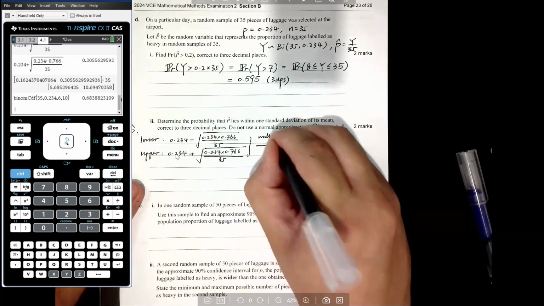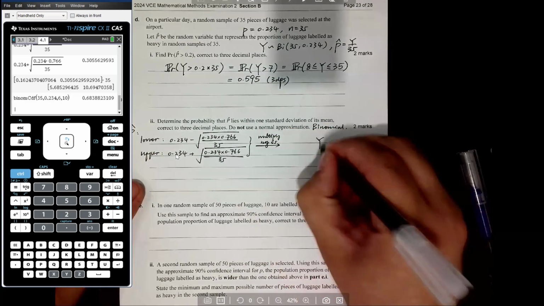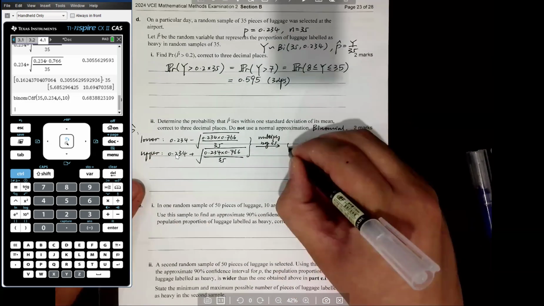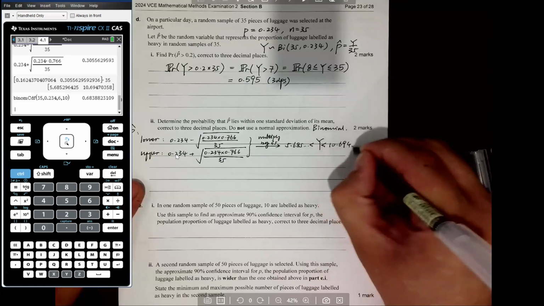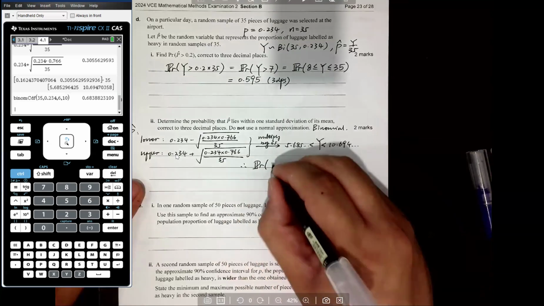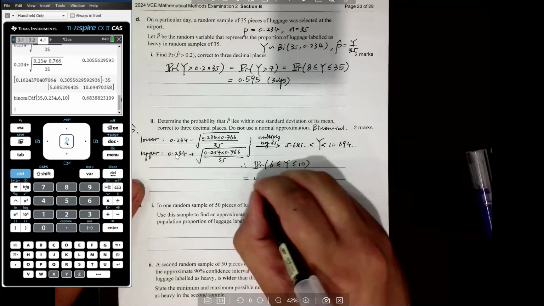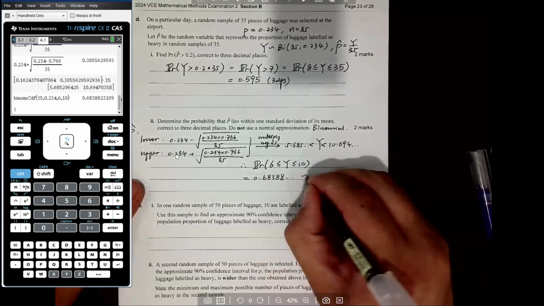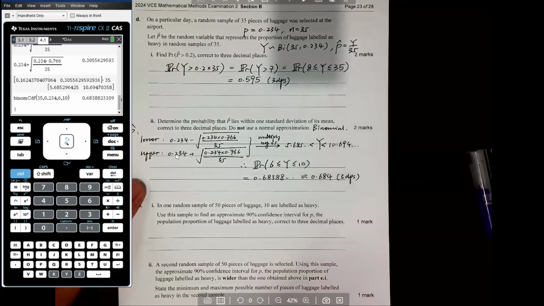Then multiply by 35. So now we have y between, let's say, 5.685... and 10.694... Therefore, the probability of 6 less than or equal to y less than or equal to 10 gives you 0.68388, and it's rounded to 0.684, 3 decimal places.